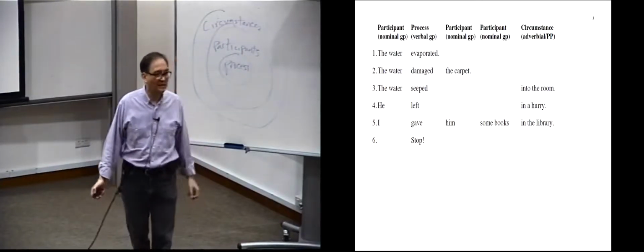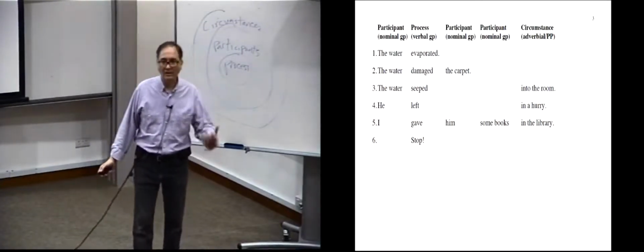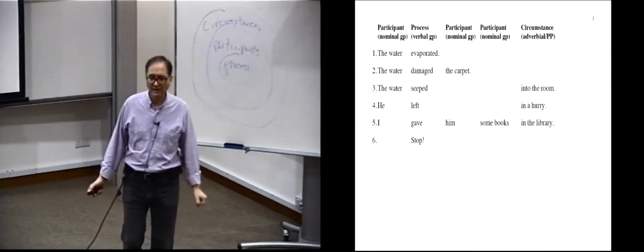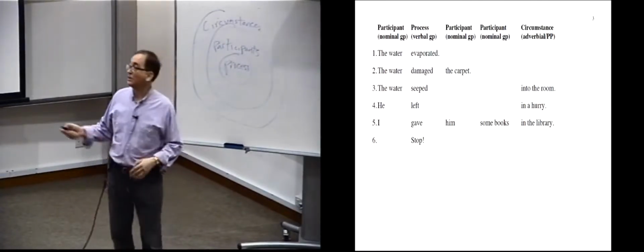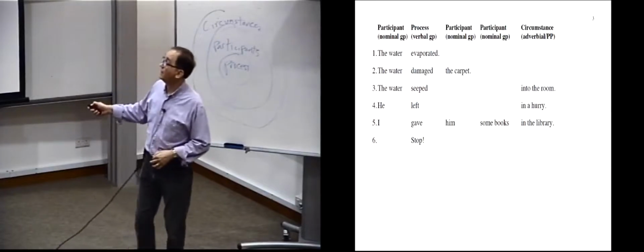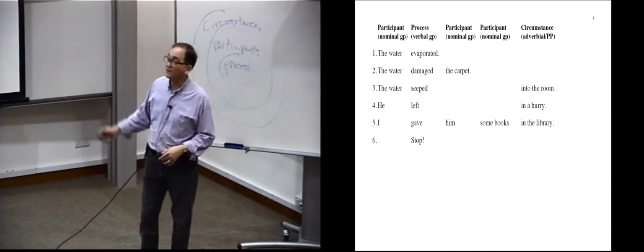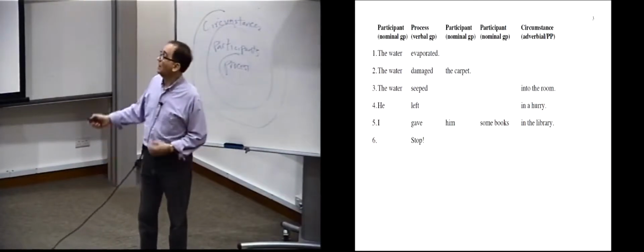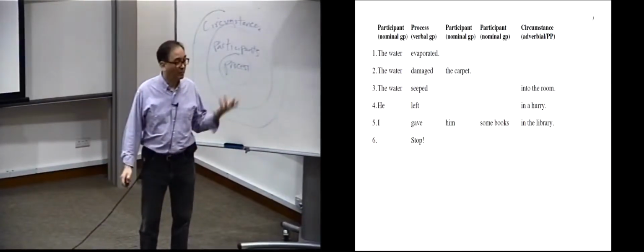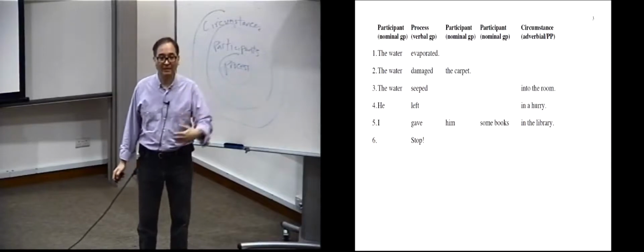Intransitive is the same thing. It's just Latin negative. So it just means it doesn't carry across. So it's only one participant necessary. This one requires two. You can't just say the water damaged. You have to say what was damaged. Unless you make it into a passive, then you could say the carpet was damaged.